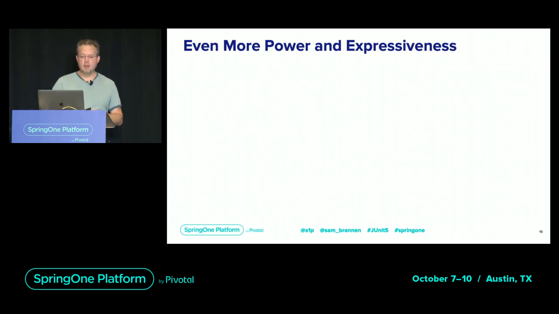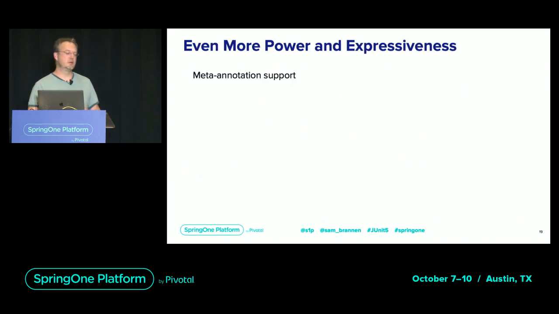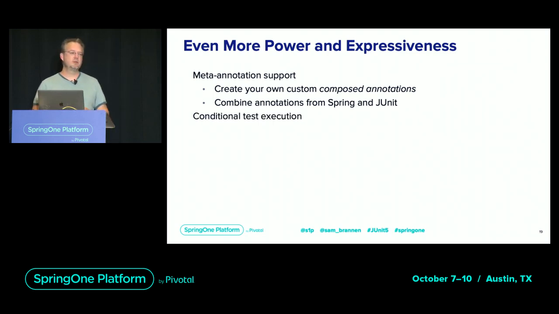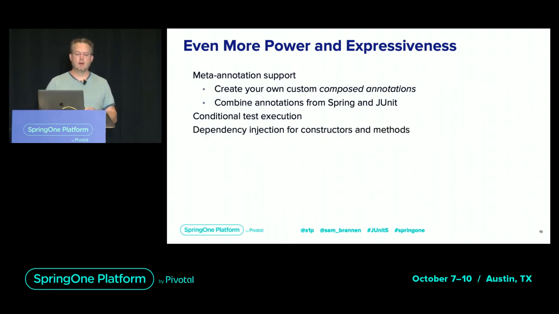So we also have even more power and expressiveness. We have meta annotation support. That means you can combine annotations. You can have composed annotations with JUnit annotations, or you can also combine them with things like Spring annotations, which makes it very powerful. And Spring actually builds on that. Spring Boot builds on that as well. Conditional test execution: in JUnit 4 you had @ignore. That was it. And we have a lot more support for different kinds of conditions for your tests in JUnit Jupiter, and you can write your own.